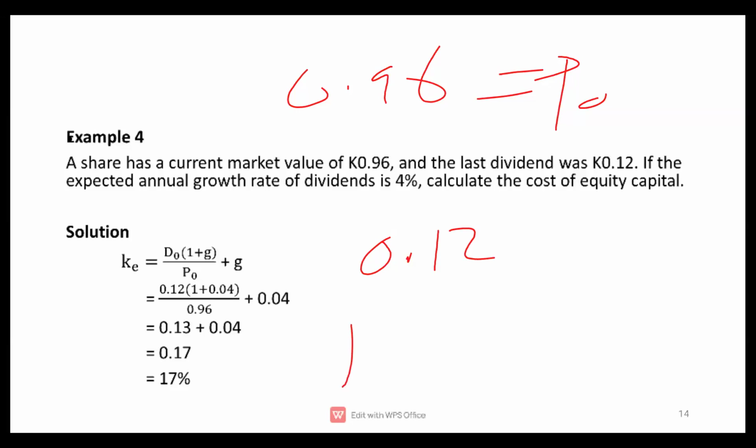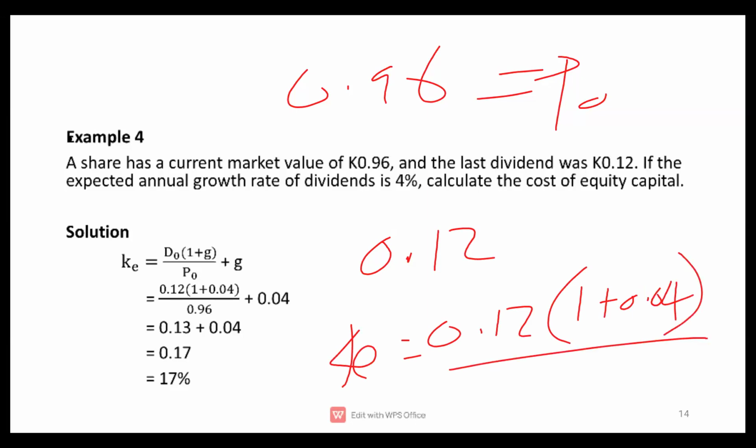Since they are growing, the cost of equity shall be the last dividends, which is D naught, multiplied by 1 plus the growth rate of the dividends, 0.04, divided by the share price, 0.96, plus g, which is 0.04. That's the growth rate. So your cost of equity is 17%. I think you've seen how different the two formulas are and how they are used. That is the idea behind the dividend growth model. I've talked about the dividend valuation model and highlighted the dividend growth model.